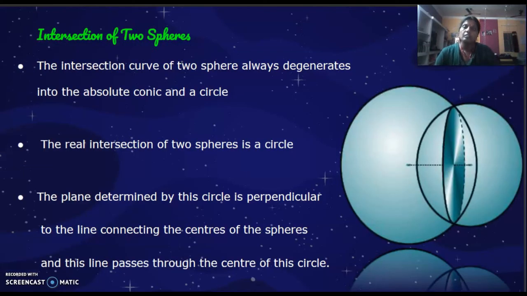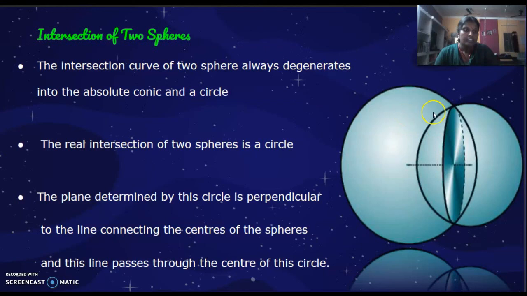So now let us see the intersection of two spheres. The intersection curve of two spheres always degenerates into the absolute conic and a circle. The real intersection of two spheres is a circle. The plane determined by this circle is perpendicular to the line connecting the centers of the spheres, and this line passes through the center of the circle.